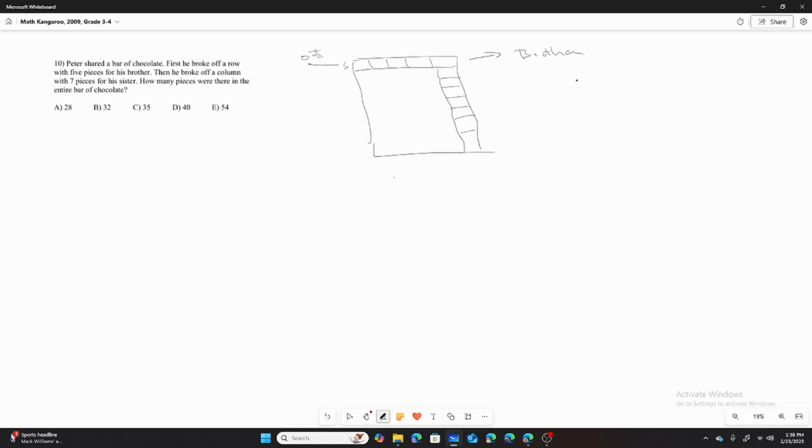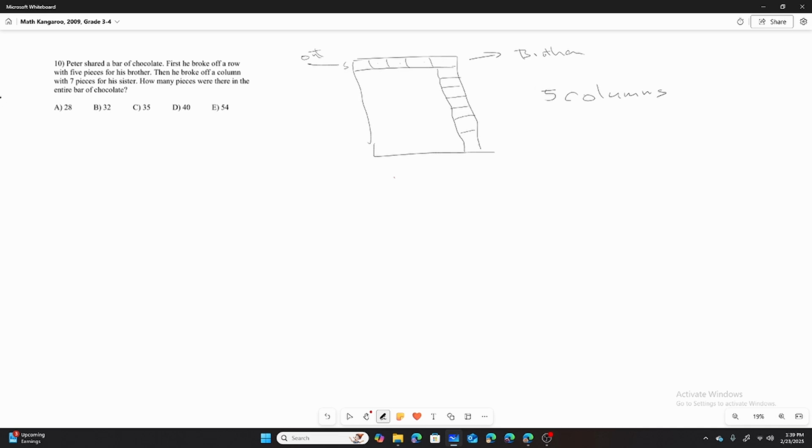How many pieces were there in the entire bar of chocolate? So if we draw it this way, we can kind of see how many pieces of chocolate are there in the entire chocolate bar. Okay, so how many columns are there? Right? So we see that there is 1, 2, 3, 4, 5. So there's 5 columns.